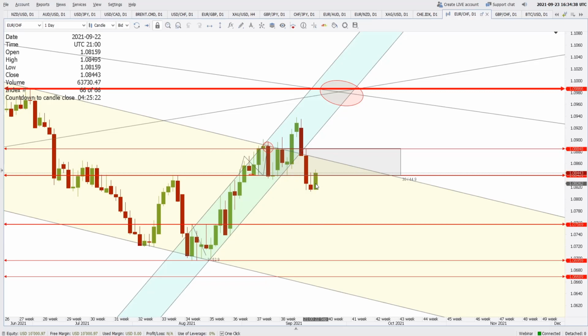That means there is a possibility that those sellers who were in this market are out, and we may see a green candle here today and tomorrow and maybe even on Monday, pushing the price back to 1.0884. So right now the support is at 1.0840 and the resistance is at 1.0884.